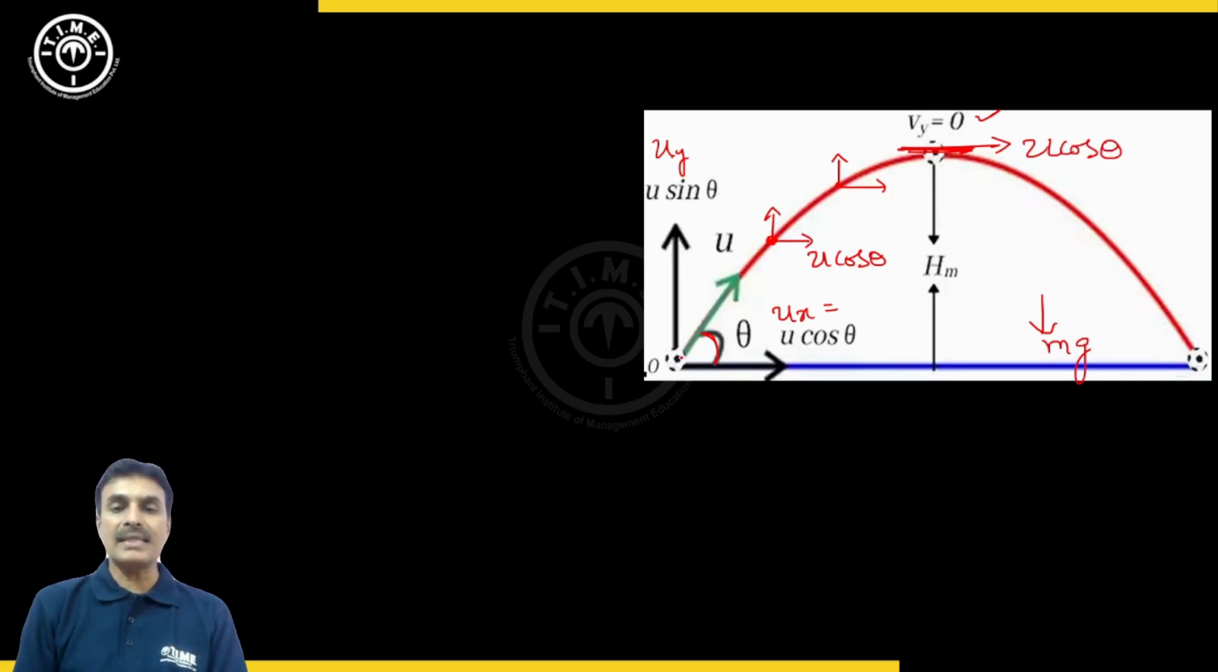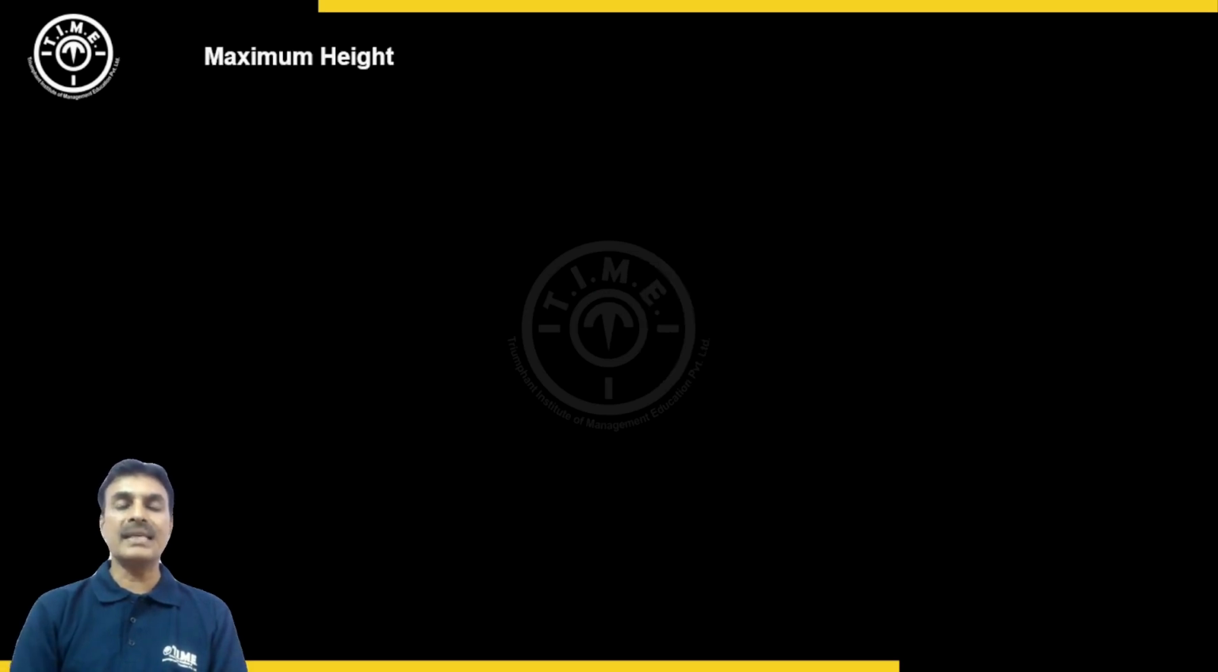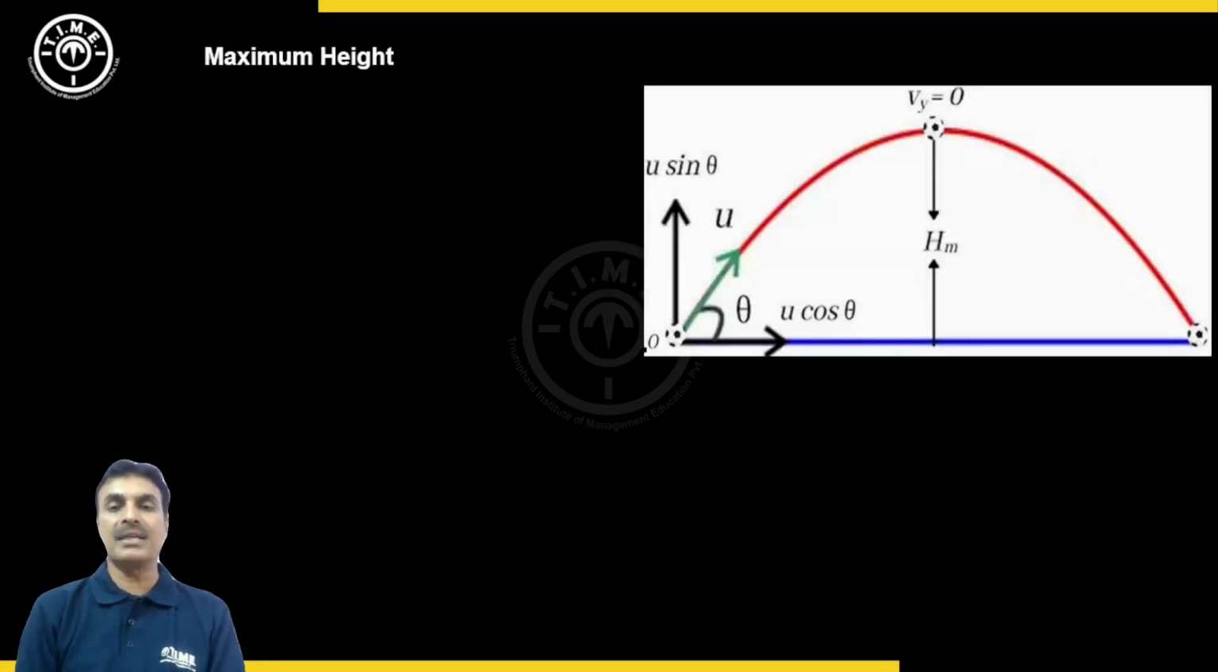So as the initial velocity is u, and the velocity at the highest point is u cos theta, as there is a change in its velocity, there will be a change in its kinetic energy too. Right. Now let us see what is the maximum height reached by a projectile projected from the ground with a velocity u, making an angle theta with the horizontal.